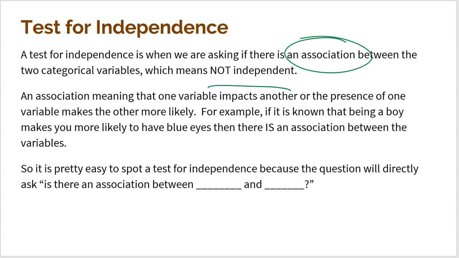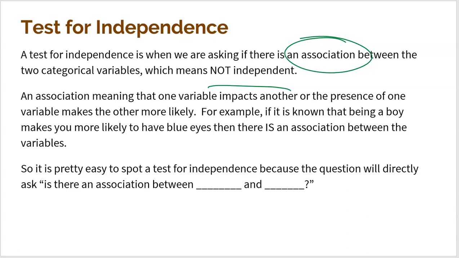So an association means that one variable's outcome affects the other. So for example, if I'm a man, then I'm more likely to do this, versus if a woman, might be less likely, and so forth. So an association means that one variable impacts another, or the presence of one variable makes the other more likely or less likely. For example, if it is known that being a boy makes you more likely to have blue eyes, then there is an association because being a boy changed the likelihood of me having blue eyes. So that's what we mean when we say there is an association.